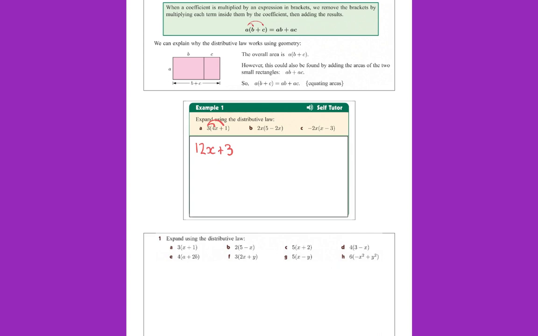Let's do it again. Pencil on the 2x, arrow to the first number in the brackets, 2x times 5 gives me 10x. Pencil back on the 2x, arrow to the next term in the brackets. Now there's a negative here, so we have to be careful. It's 2x times negative 2x. So it's going to be negative 4x squared. And for C, pencil on the negative 2x times x. It's going to give us negative 2x squared.